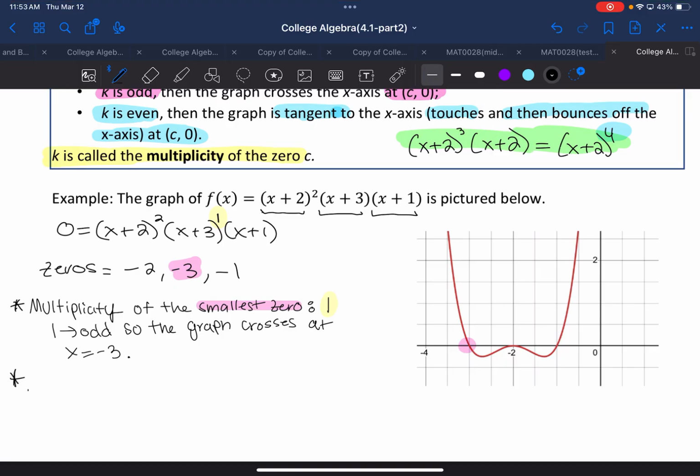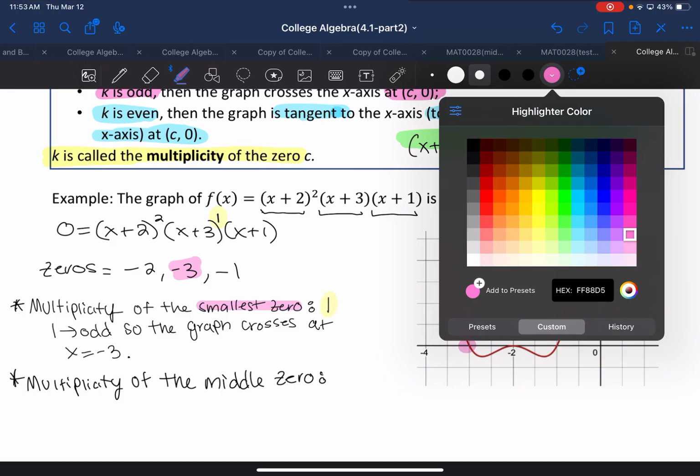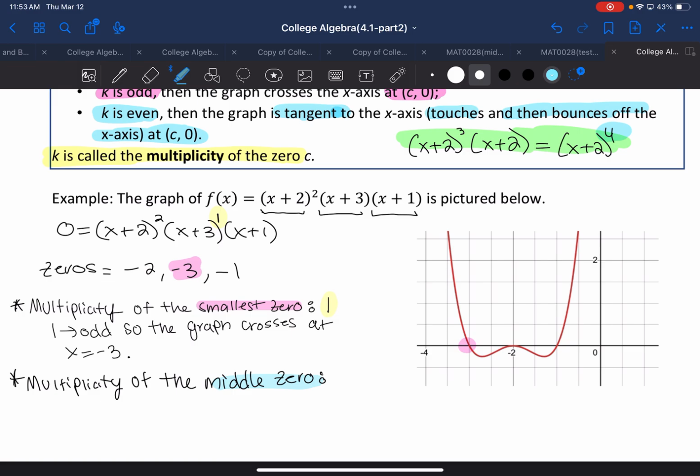All right, and then it'll say, what's the multiplicity of the middle 0? I think that's how they word it. That just means the number in the middle. So the largest one would be -1, so the middle one would be -2. -1 is larger than -3 and -2. What's the multiplicity of the 0, -2? Positive 2. Is that because of the exponent? That's because of the exponent. Okay.